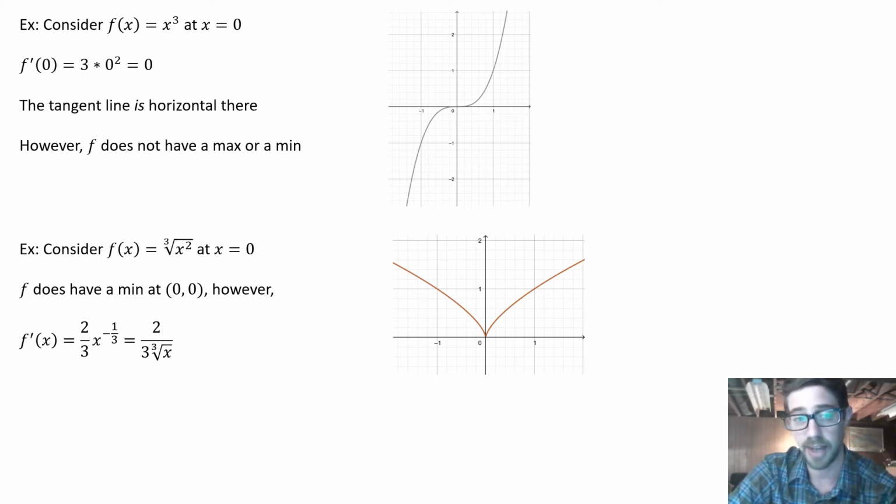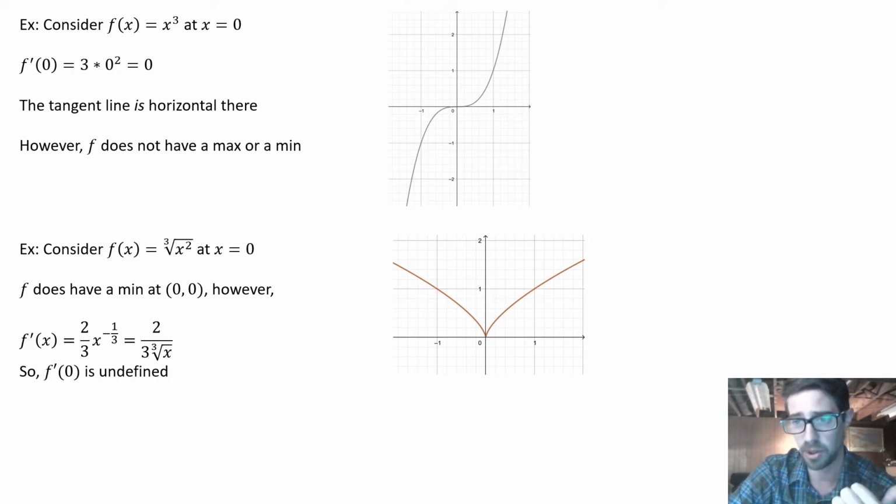Now you can see that at 0, that breaks the rules, right? If x is 0, the cube root of 0 is 0, but now we're dividing by 0. So f prime of 0 does not exist. Okay, so none of that breaks Fermat's theorem. We have a local min of this function, but f prime of 0 doesn't exist.